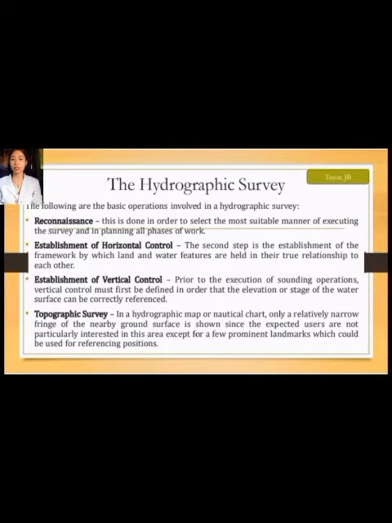Prior to the execution of sounding operations, vertical control must first be defined in order that the elevation or stage of the water surface can be correctly referenced. And vertical control data are also needed for the limited topography which will be portrayed on a nautical chart. And this establishment of vertical control is necessary to establish a tide station to observe the tidal fluctuations which will be needed to define the plane of reference for these soundings.